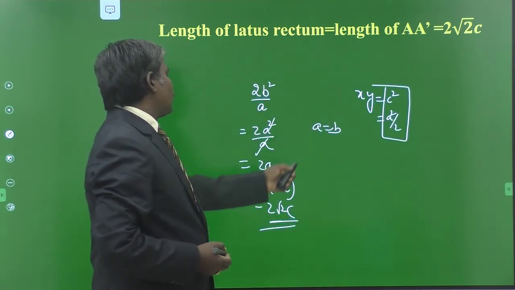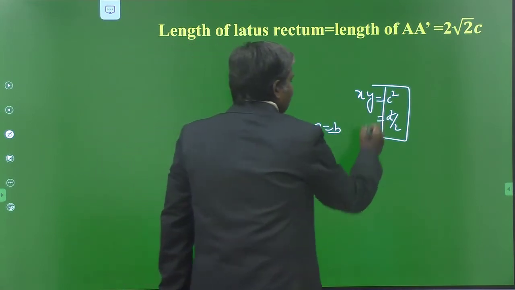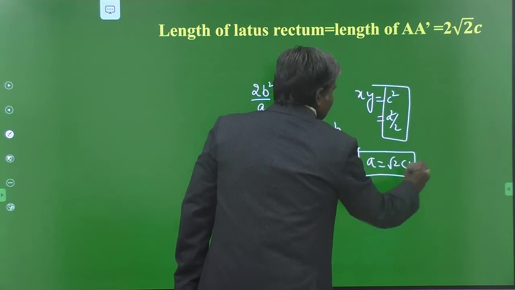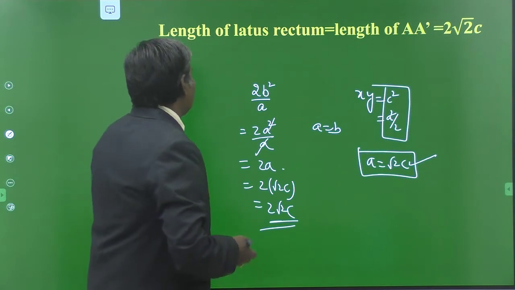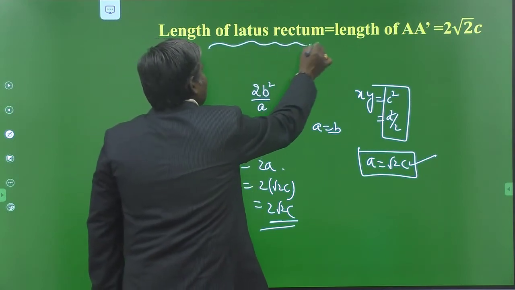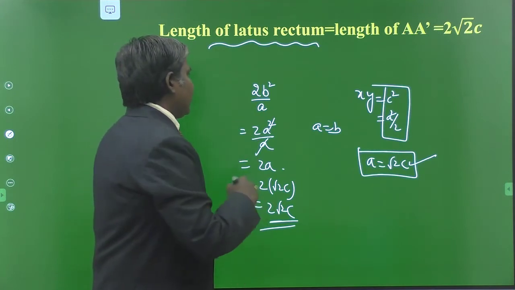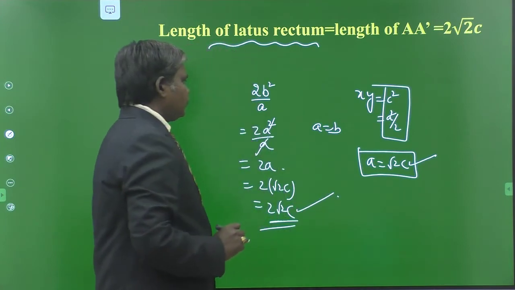A is nothing but root 2c, so the transverse axis is 2 root 2c. The relation between a and c is a equals root 2 times c, at any time, anywhere, for xy equals c square. So what is the length of the latus rectum? The length of the latus rectum is always equal to the length of the transverse axis in the rectangular hyperbola. So its length is 2 root 2c.